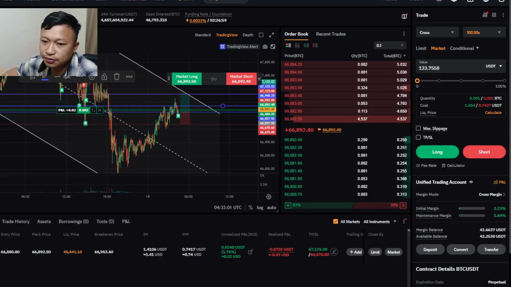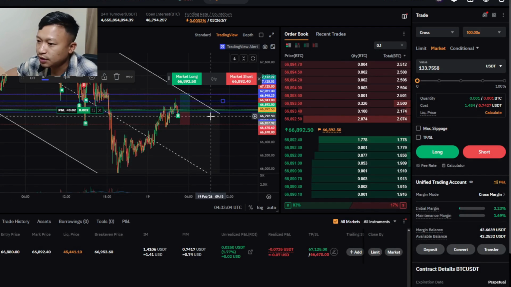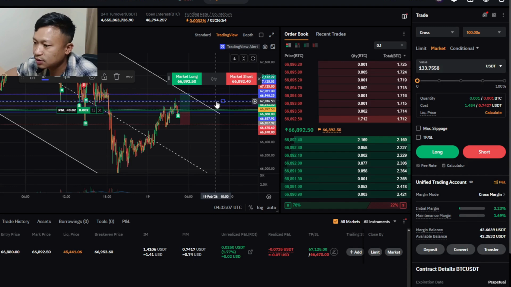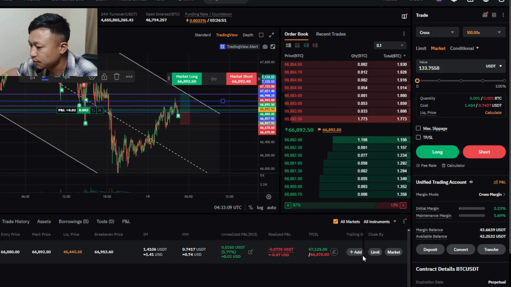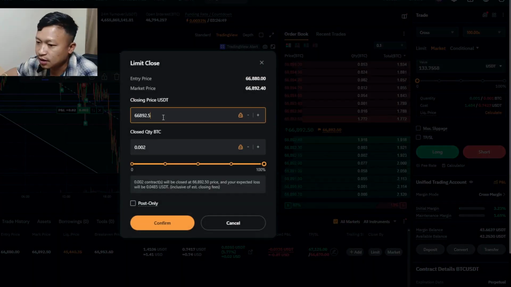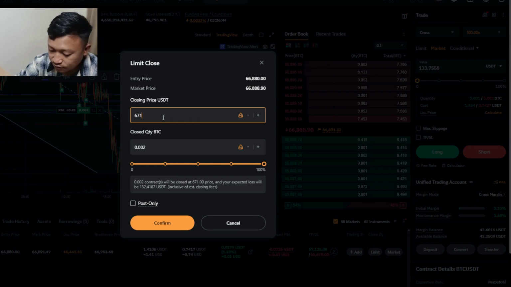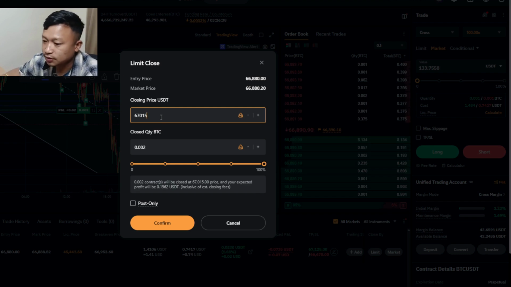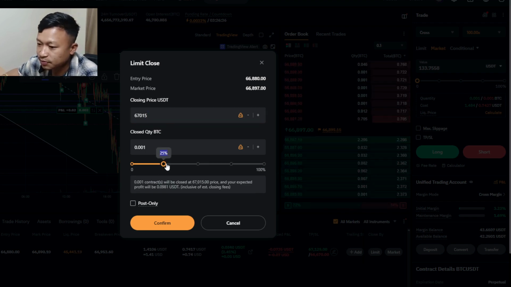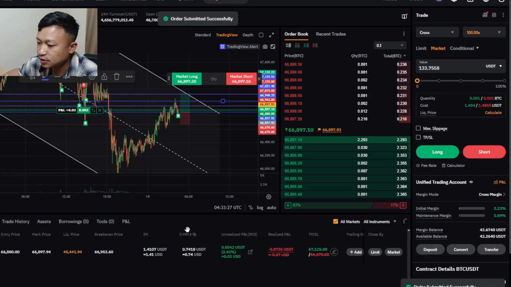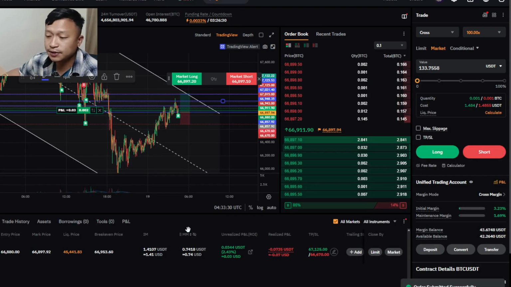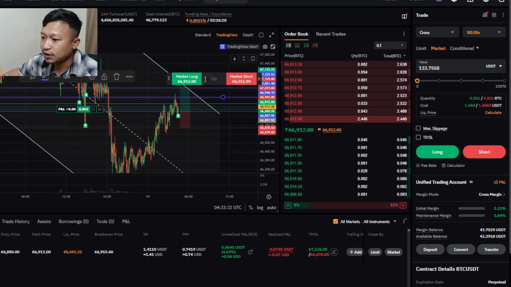If you wanted to book your TP over here, around 67,000, let's say $67,015. You can set it, like if you wanted to book 25% again, set it to 25%, and your limit order is being set. Accordingly, like that you can set your TPs. Limit order set TPs.